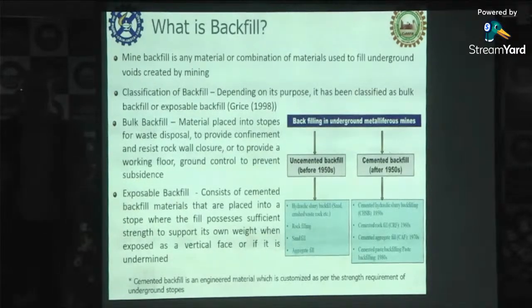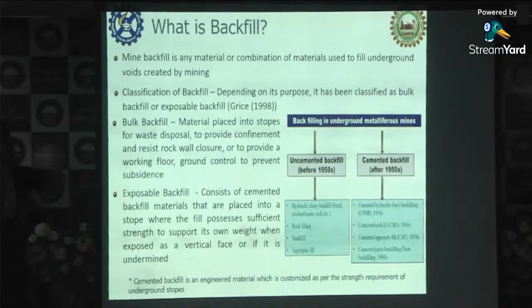So what is the strength? It should have some cohesion value. It should have some uniaxial strength value. Young's modulus and Poisson's ratio are among the important parameters that have to be considered. So these factors are of prime importance when it comes to cemented backfilling.